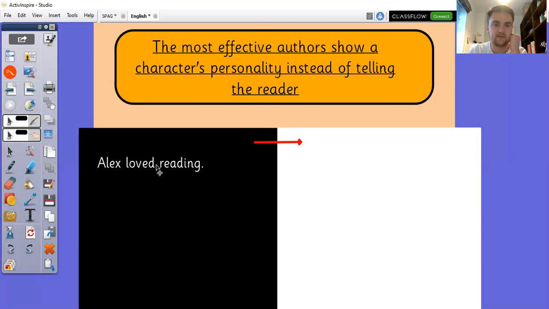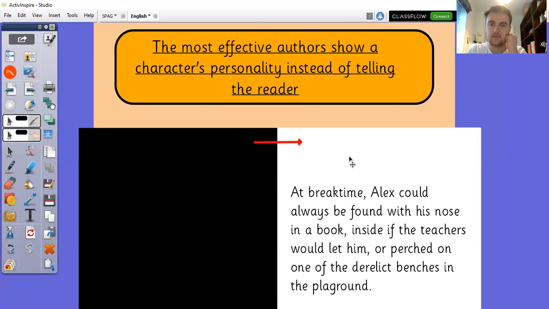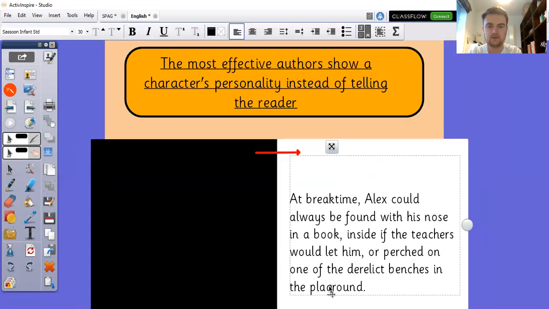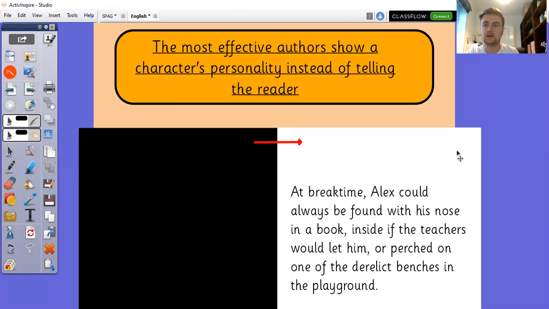Okay, so let's have a look and see. At break time, Alex could always be found with his nose in a book, inside if the teachers would let him, or perched on one of the derelict benches in the playground. That's not the best spelling of playground, though, Mr. Venton. So we can see there that I've managed to show that Alex likes reading books because whenever he has the option to, that's what he's doing.